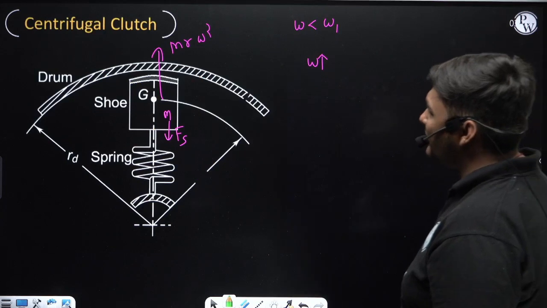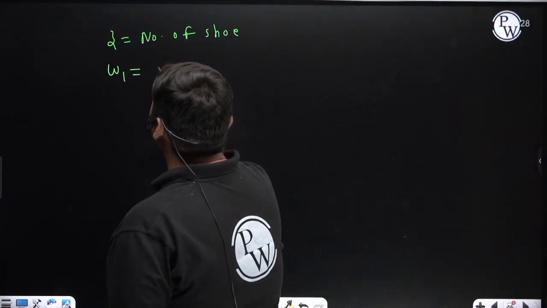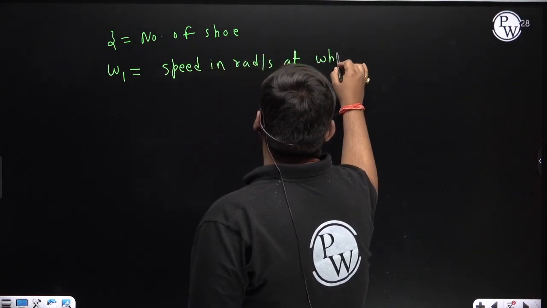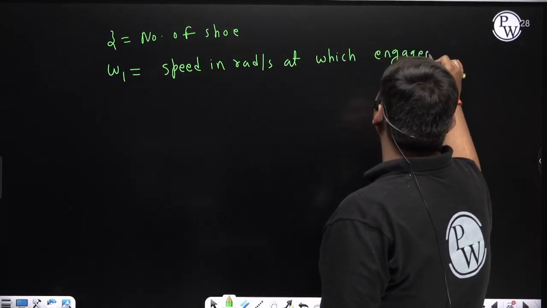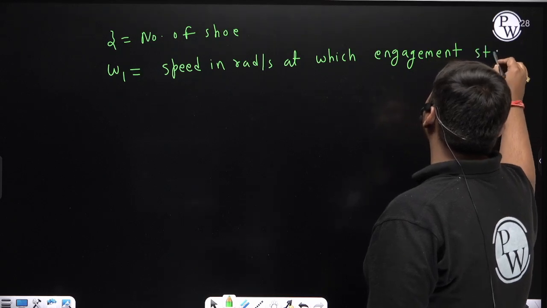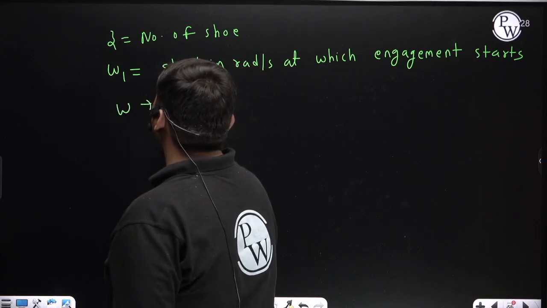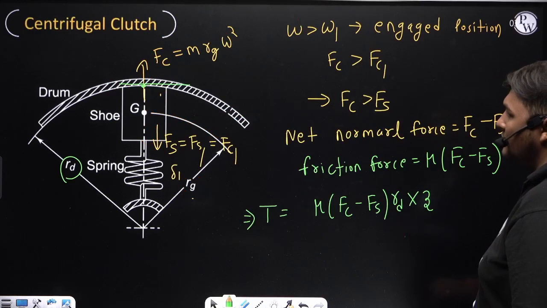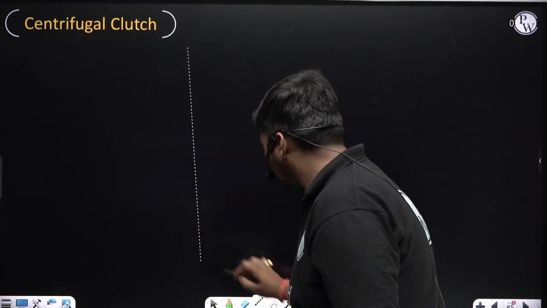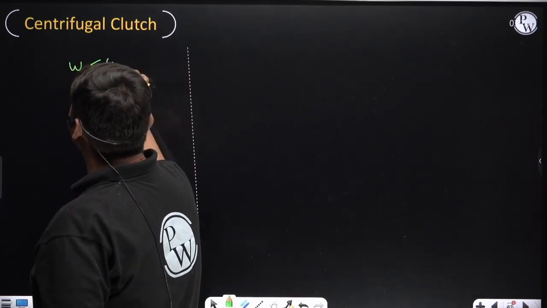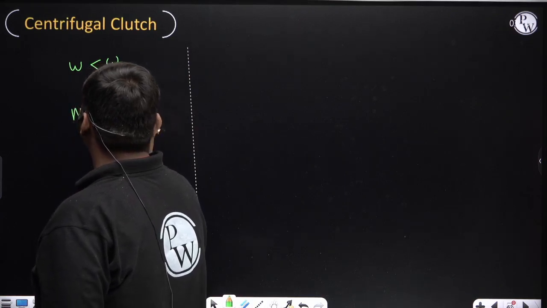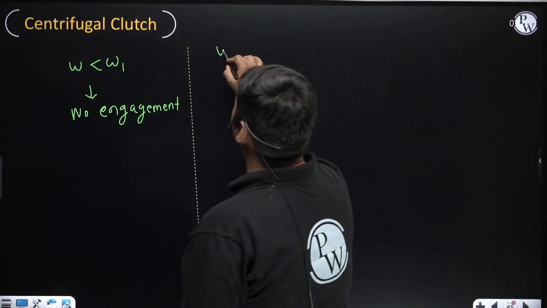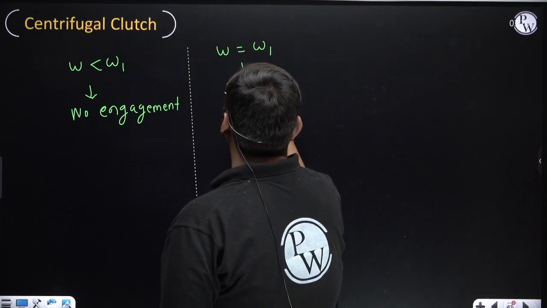Now, all things I have explained already. What is omega 1? Omega 1 is not the actual speed. Omega 1 is the speed in radian per second at which engagement starts. Or you can also say omega 1 is the speed at just engaged position, and omega is the actual speed. Now, if I summarize all this discussion of centrifugal clutch, the conclusion is: if omega is less than omega 1, there will be no engagement, and no engagement means no torque will transfer. When omega is equal to omega 1, this position is known as just engaged position.